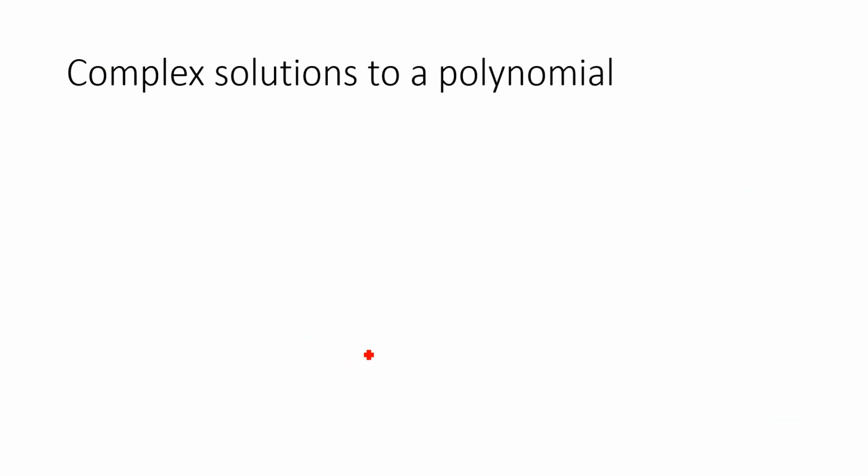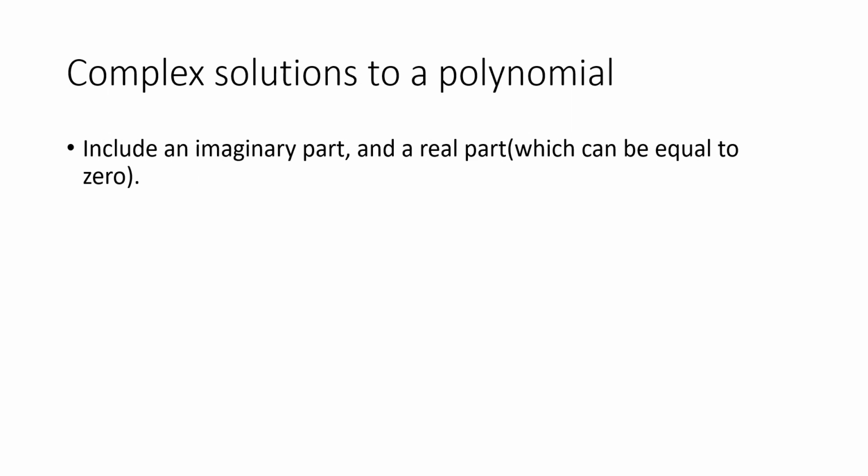Alright, let's continue. Okay, so complex solutions to a polynomial. Here's some extra information about these. They include an imaginary part and they include a real part, which can be equal to 0. So some of your solutions could be something like 2 plus 3i. This is your real part. This is your imaginary part. Basically, the part with an i, that's your imaginary part. The part with no i, that's the real part. Okay, and they could be pure imaginary solutions. So we can have just a solution that's like this. That means that the real part is a 0. So we could have written that like this.